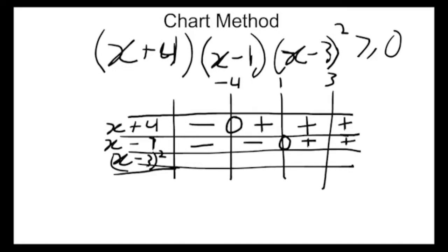Now for the last root, I will get a positive answer if I plug in a number less than -4 because the factor is being squared. If I plug in a number less than 1, I will get a positive answer because it's being squared. Same if I plug in a number less than 3, I will get a positive answer because it's being squared. If I plug in 3, I will get 0. If I plug in a number greater than 3, I will get a positive result.